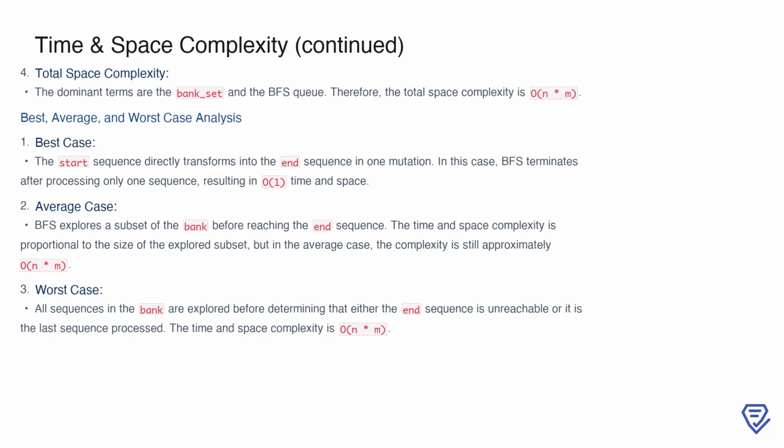In the best case, the start sequence directly mutates to the end sequence in one step. Here, BFS processes just one sequence, leading to a minimal complexity of O(1) for both time and space. In the average case, BFS explores a subset of the bank before finding the end sequence, and the time and space complexity are proportional to the size of the subset. However, the average complexity remains approximately O(n*m).